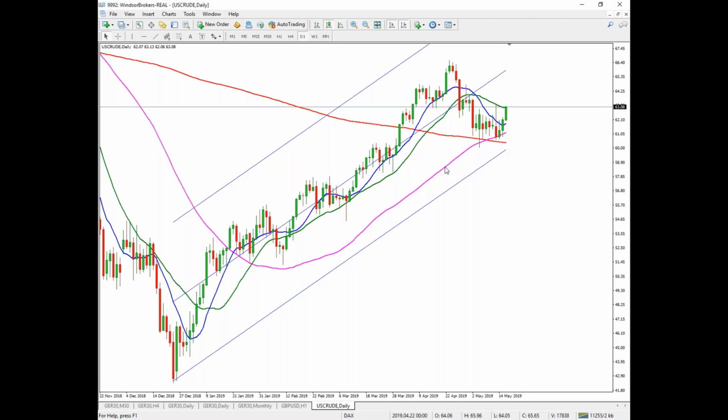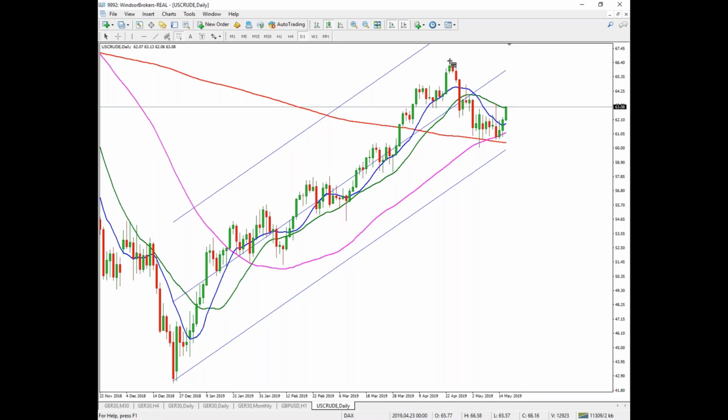Also, we have the 55 days moving average that is ascending and is also tracking the price action and also contained these levels, this pullback. So we have a signal that the correction is very likely over, and the price action is moving higher.